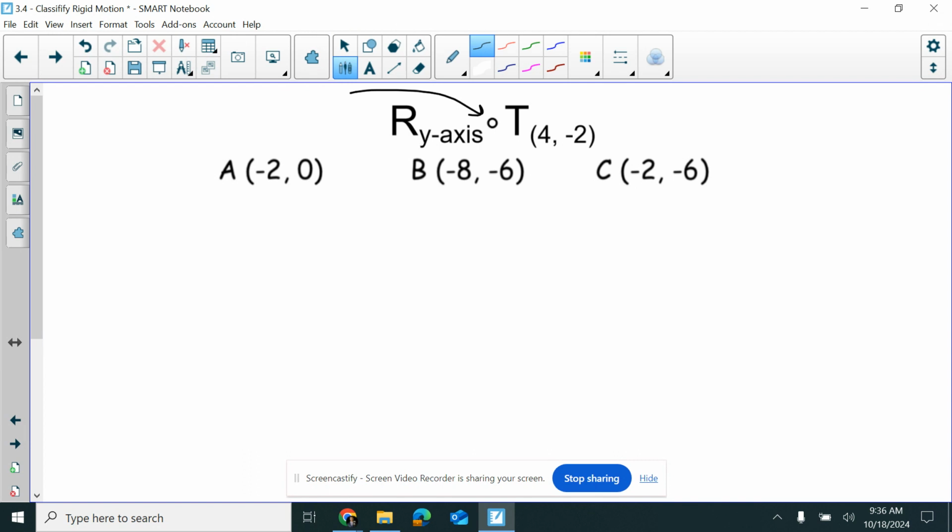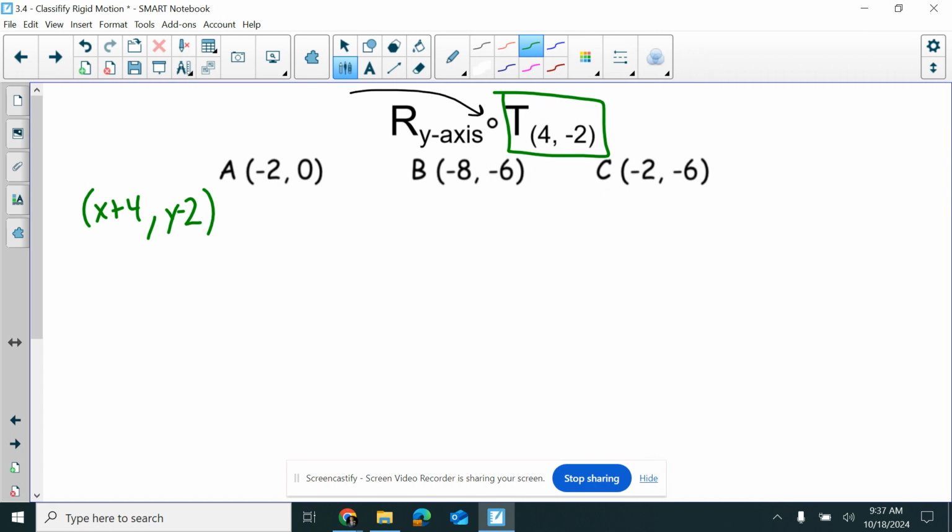The rule, or how you do this when it's written like this, is that you always start with the second transformation and apply that rule first, and then you do the first transformation after you do the second one. So we have to start with the second one. The second one is a translation, and those numbers mean I add 4 to the x and I subtract 2 from the y. So I apply that rule to all 3 points.